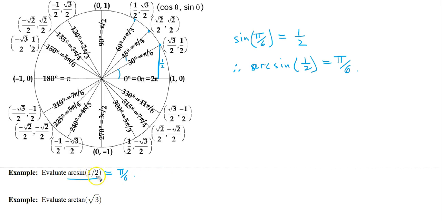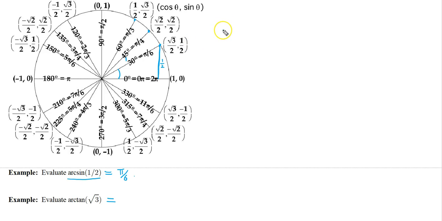Now most calculators have an inverse sine, inverse cosine, and inverse tangent button built into them. You could evaluate this on your calculator and you'll get back pi over 6. Now it may not look like pi over 6, it might be in decimal form, but it will be equal to pi over 6. Let's take a look at this one. What's the arctangent of the square root of 3? Well, looking back here at our unit circle diagram, recall that the tangent is sine over cosine.